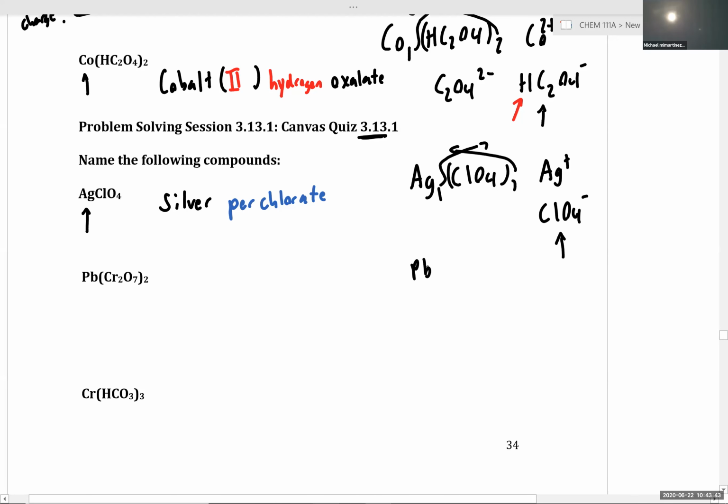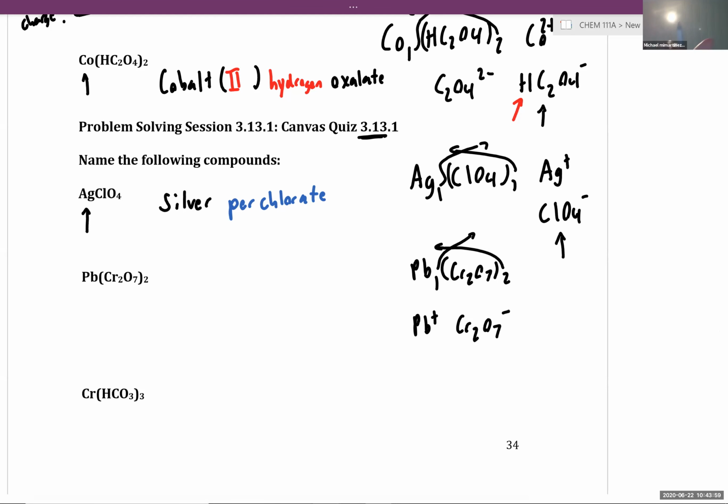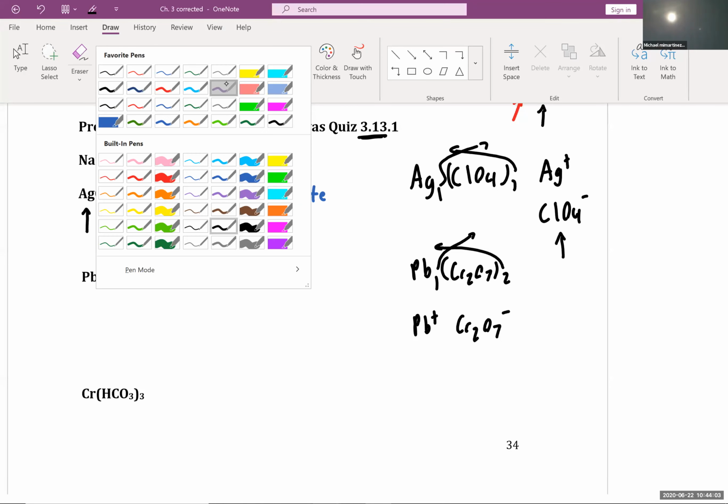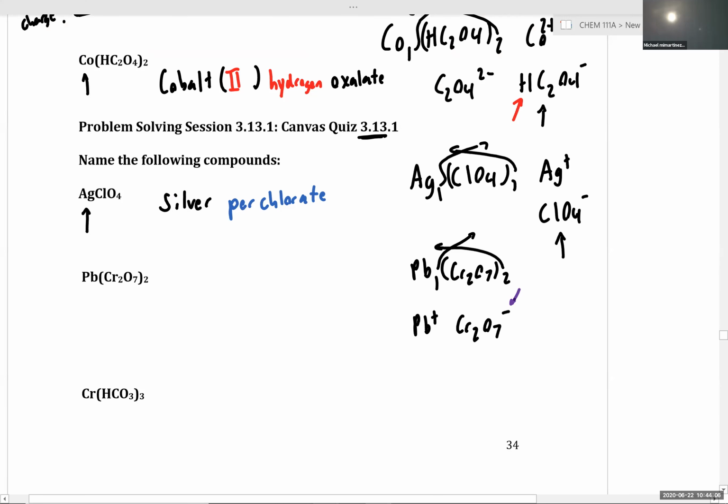Again, we have to do some charge analysis. And this time you have to be a little bit careful. So this gives us lead plus and Cr2O7 minus. Now, is this charge for dichromate correct? Does this charge match the charge of dichromate or Cr2O7 in our table? Do we have the correct charge for dichromate? No. Yeah, that's exactly right. The charge is not correct.